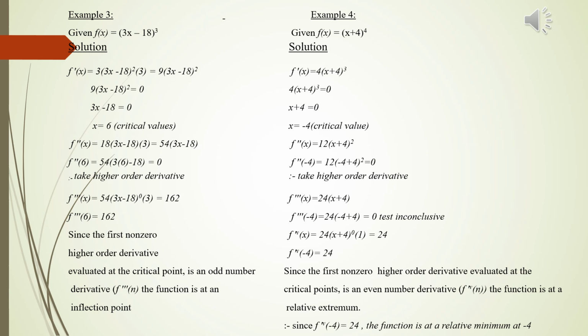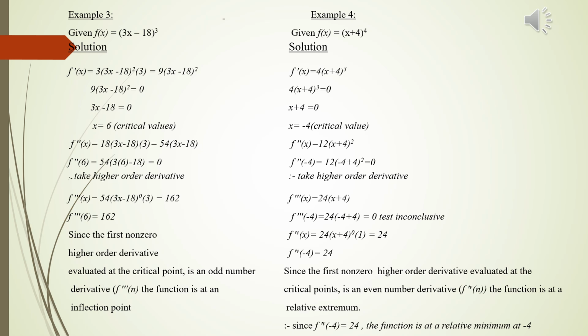F double prime of x equals what? 12 open bracket x plus 4 all raised to power 2. So that's the second derivative. Evaluate the second derivative at the critical value. F double prime evaluated at minus 4 is equal to what? 12 open bracket minus 4 plus 4 close bracket raised to power 2. So the result of that is what?